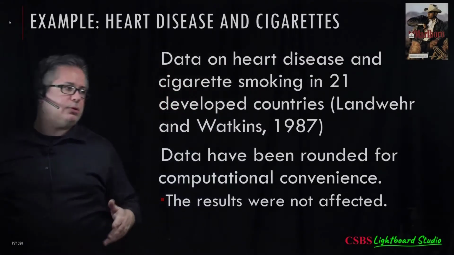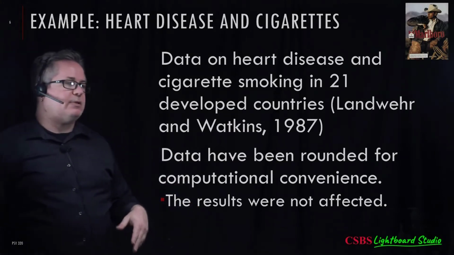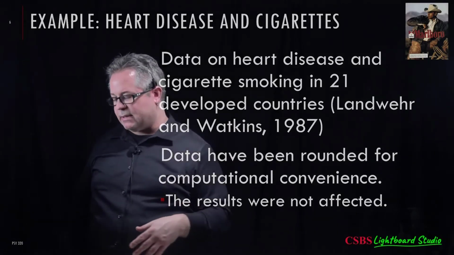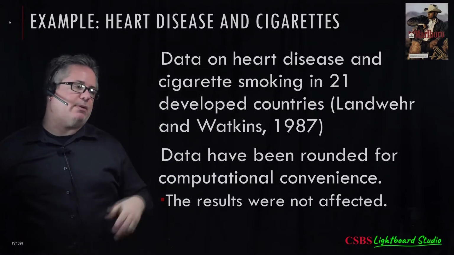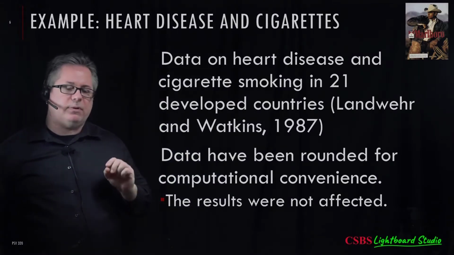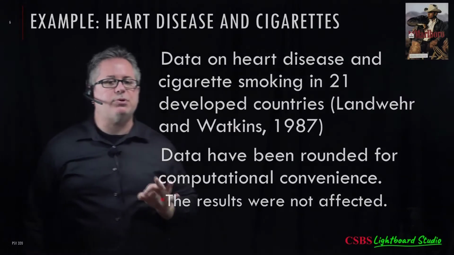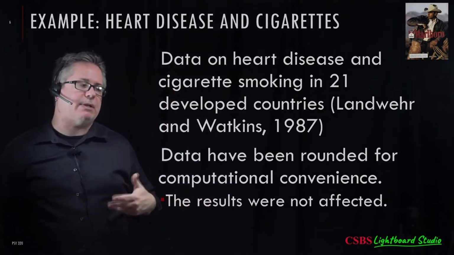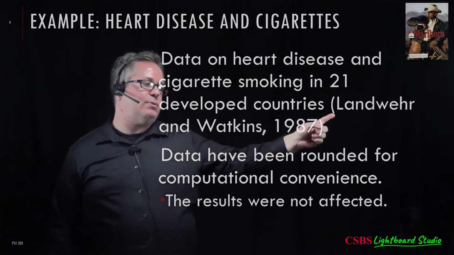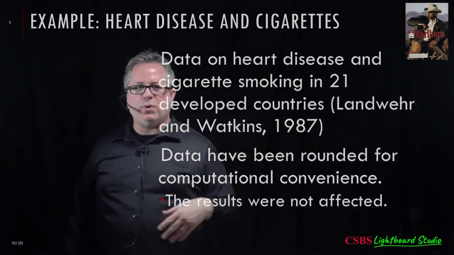This example is old. It's from 1987, but I like it because it's a different view of data. It's not talking about individual people as our points, which typically is what we think about. In psychology, especially in American psychology, we tend to focus on the individual person. This one's different. It's actually 21 different countries. So in 1987, these two researchers, Landwehr and Watkins, did a study where they looked at 21 developed countries.